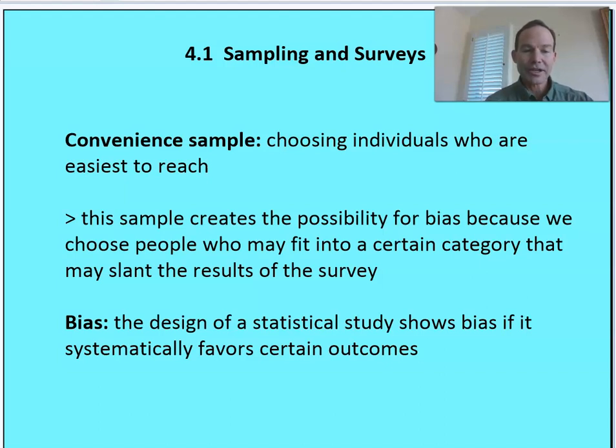Second is bias. The design of a statistical study shows bias if it systematically favors certain outcomes. So we might say that the SAT results show some bias just because of the way it's formatted. We have to be careful about the formatting and the way a study is designed so it does not elicit some bias in the result.